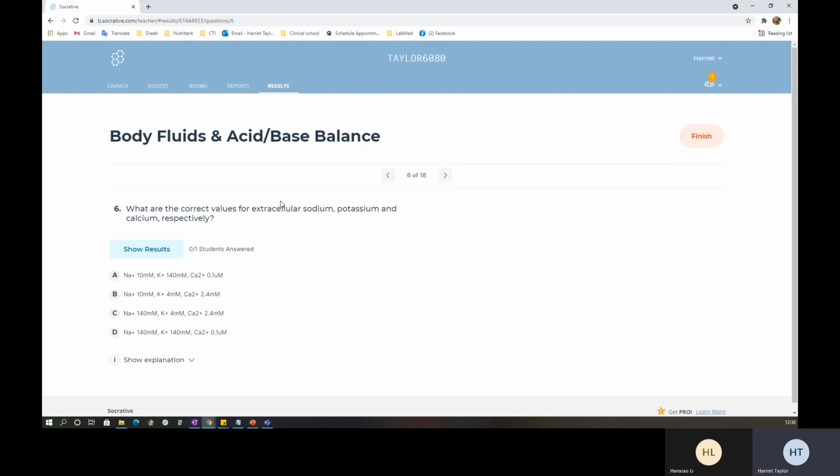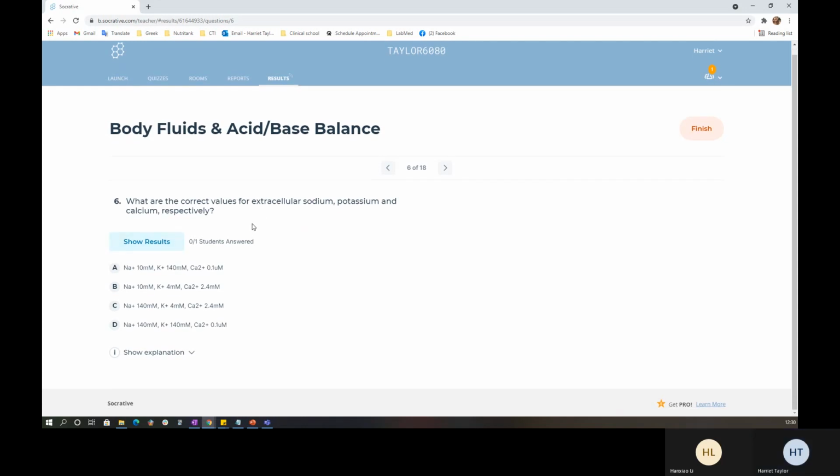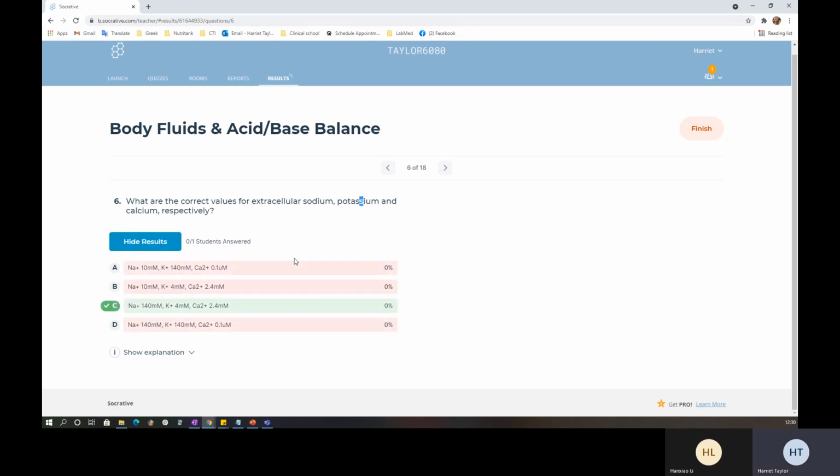So what are the correct values for extracellular sodium, potassium and calcium respectively? So just have a guess. Think about our extracellular sodium, so it's Na, and our potassium, which is intracellular. Let's have a look. So yeah, we've got our 144, 2.4. So that's just a matter of learning those figures. Okay, let's keep going.